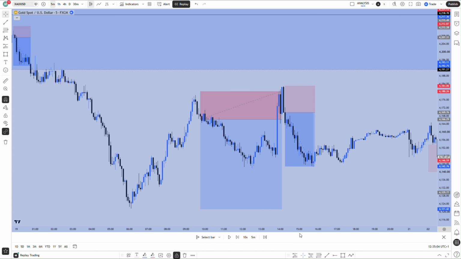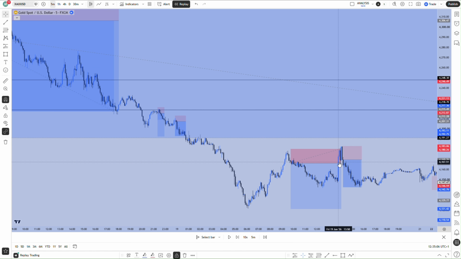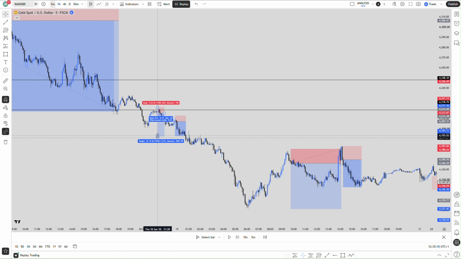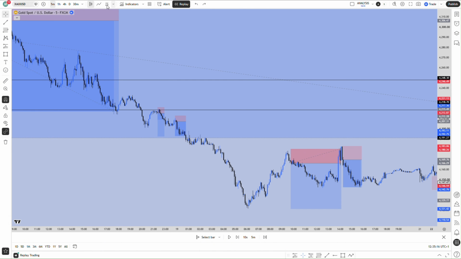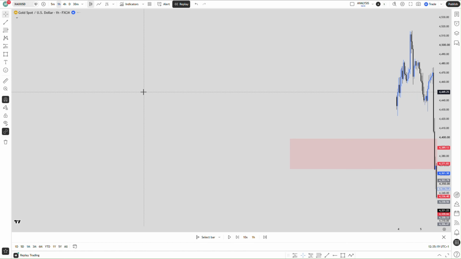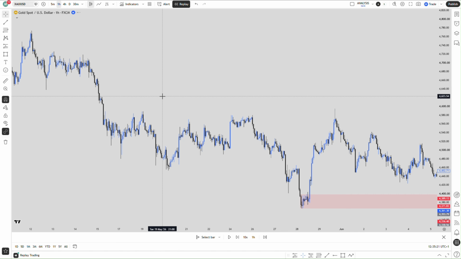Why is this not clicking? This is a 2R win. This is a loss. This is a 4R win. Let me take this one off first. This is a 4R win. This is a 2R win. This is a loss. This is a 2R win. So all those trades now made up at least some handsome profit for me.